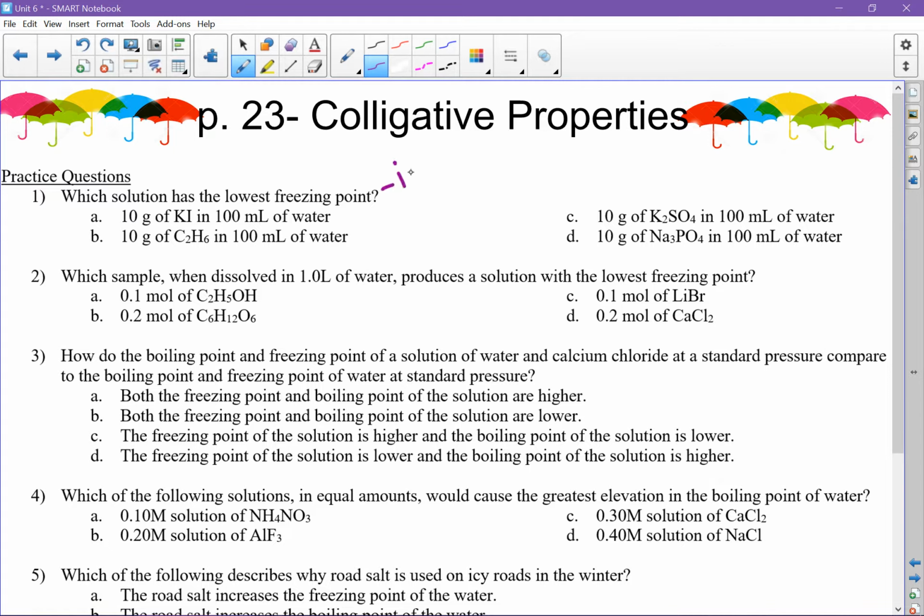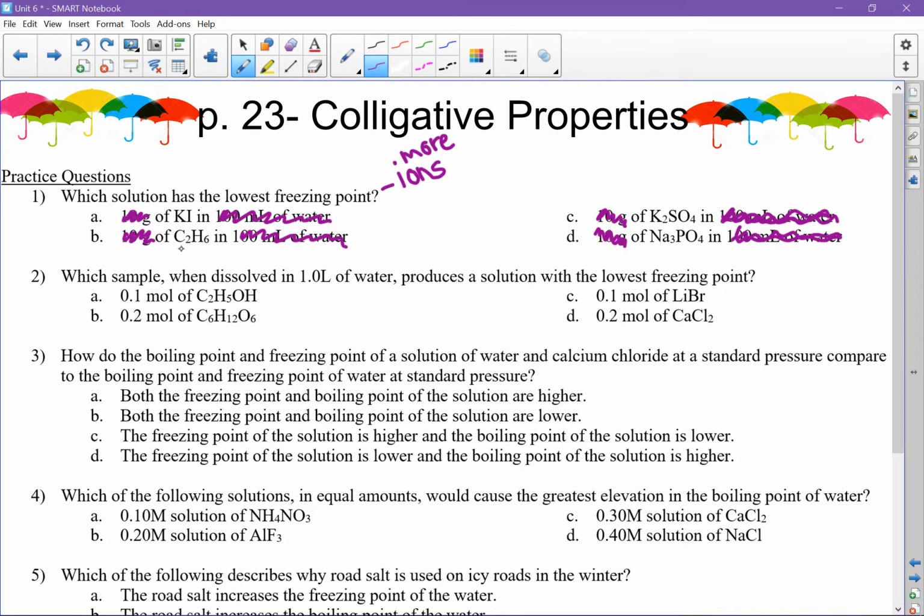Remember that we can change freezing point by adding something ionic, and the more ions, the more the freezing point will change. Okay, so notice that in all of these choices, the grams are the same. That means it doesn't matter if they're all identical. Same thing, the amount of water is all the same, so I also don't care about that, right? So what I want to do is compare what's in here, and figure out which one has the most ions. So first I need to see, are all of these ionic?